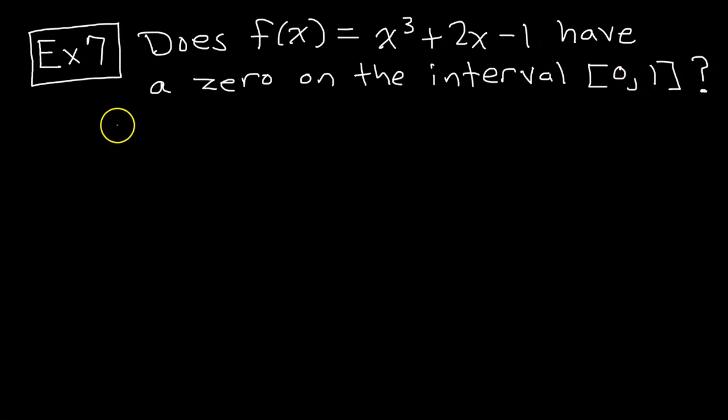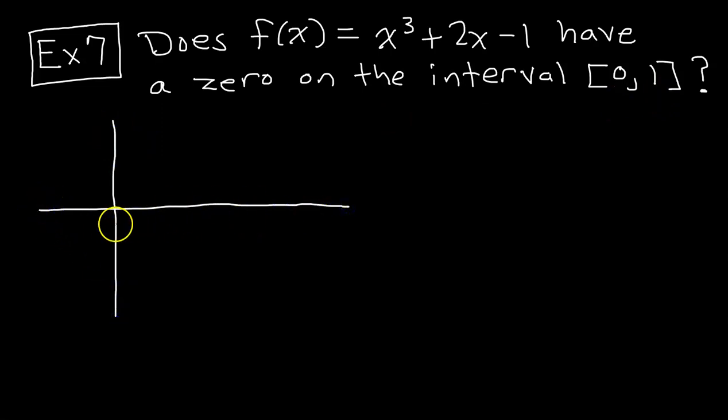Let's help ourselves keep track of what's going on with a little sketch. All right, so obviously here is 0. I'm going to go ahead and put 1 out here. And we are doing the closed interval. So let's look and see what the value of the function is at 0 and what's the value at 1.